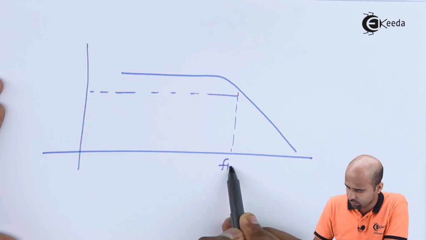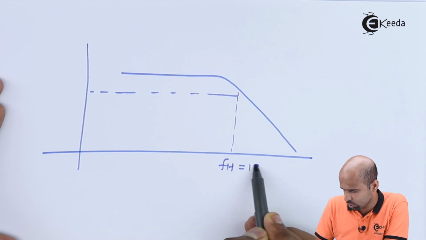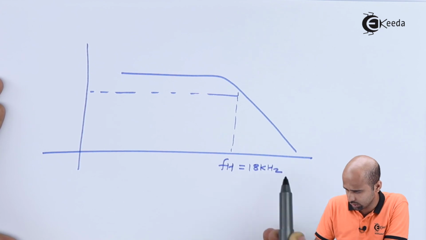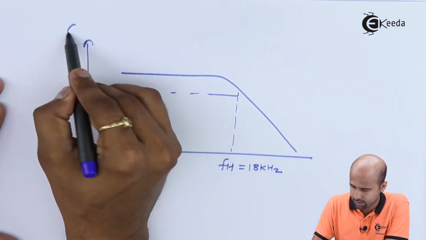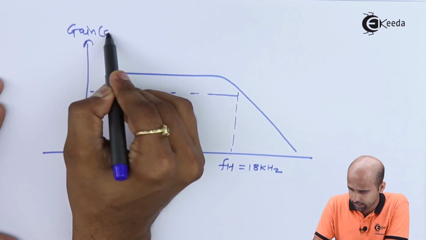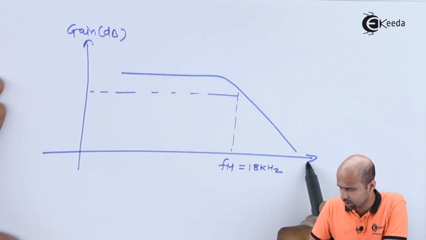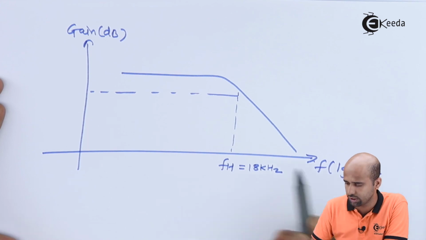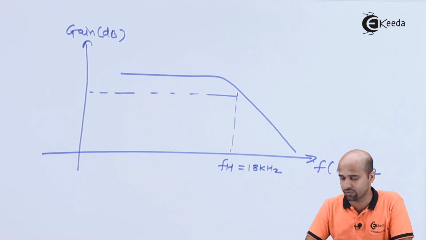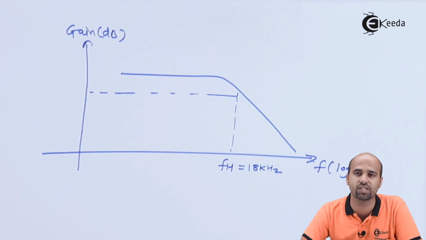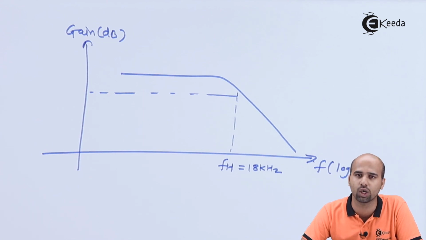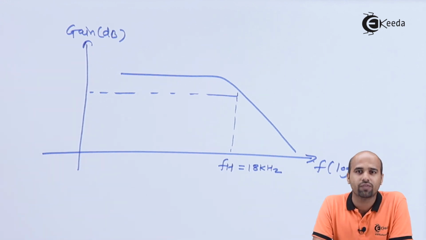This is your value of FH is equal to 18 kilohertz. This is your gain parameter in dB and this is your frequency in logarithmic with the unit hertz. So this is how we have completed actual frequency response numerical till end to find out the value of higher cutoff frequency.